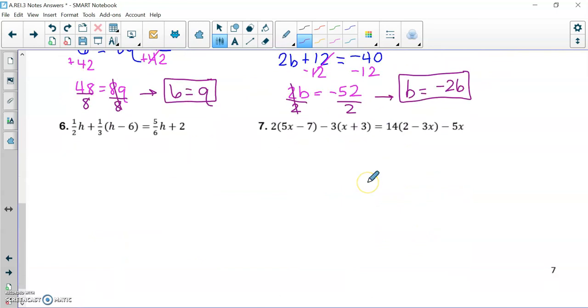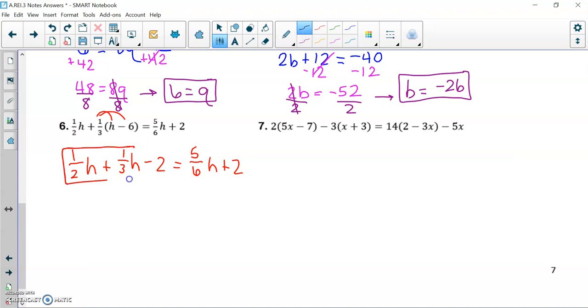All right, number 6. So I'm going to start this problem off by first distributing the 1/3 into parentheses. So I have a 1/2 h plus a 1/3 h minus 1/3 times a 6 is a 2. Now there's many ways that you can do the problem from here. You can either multiply the whole equation by 6 to get rid of the fractions, or you can find a common denominator between the 1/2 and the 1/3 h, so that way you can combine like terms. It does not matter how you do this problem.